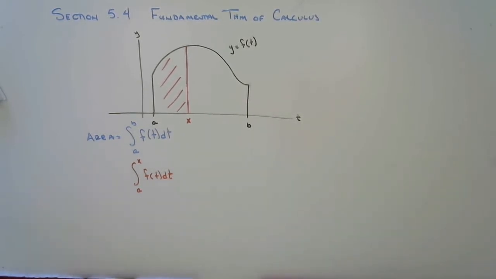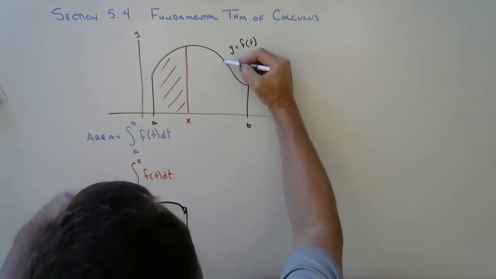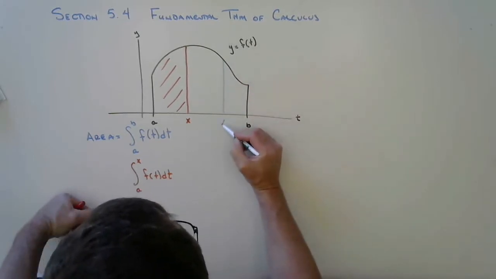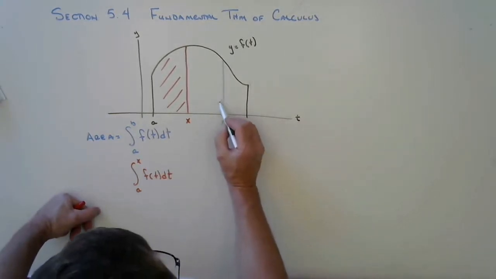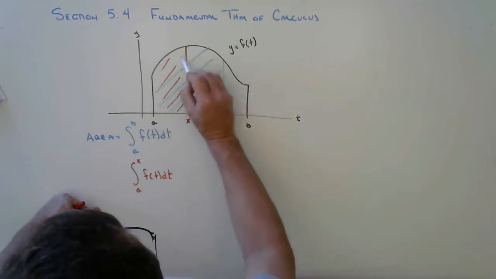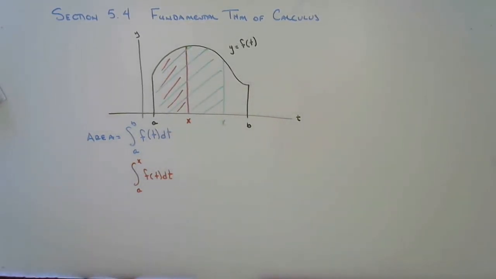So let's think about that again. X could be right here, and we would take this integral, and we're going to get a number. But what happens if x is here instead? Well, we're going to get a different value altogether. The integral from a to x is going to be this area right here, starting at a and ending at x. It's going to be a different number. It's going to change.